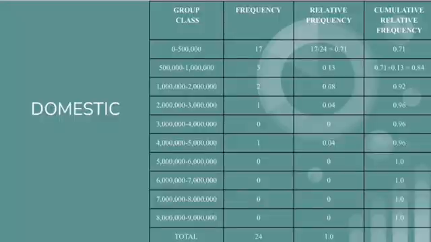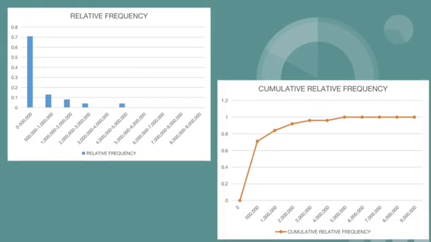So I had put the data into classes to get the answer for relative frequency and also for the cumulative relative frequency. For relative frequency, I divide the frequency by the total number of data values, which is 24. And for the cumulative relative frequency, I add the previous relative frequency to the relative frequency for the current row. Next, for the graph, I use a histogram to present the relative frequency, and I use an ogive to present the cumulative relative frequency.